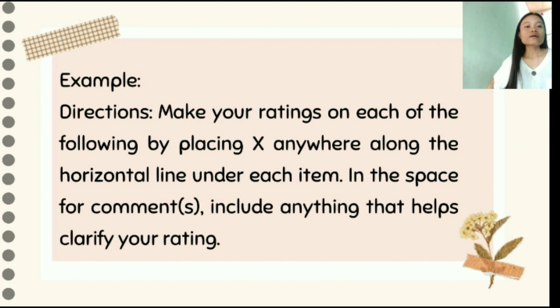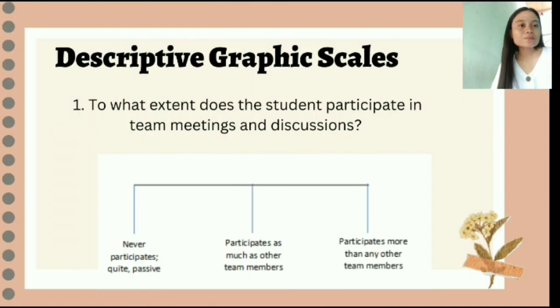Make your ratings on each of the following by placing an X anywhere along the horizontal line under each item. There is a space provided after the ratings where you will include anything that helps clarify your rating. So you will include your comments. This is how the descriptive graphic scale looks like.